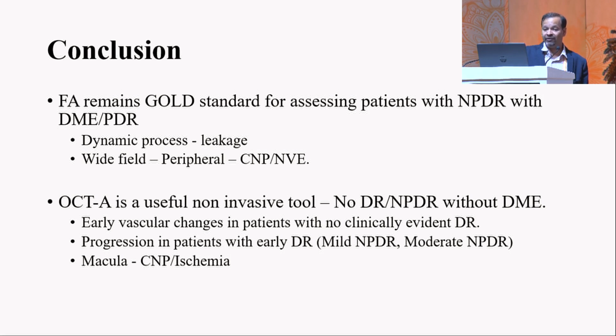Because FA is a dynamic process, leakage is one added asset, and as of now, FFA provides a wider field, allowing us to pick up peripheral CNPs and peripheral neovascularizations. OCTA is a very useful non-invasive tool. It shows some changes even in eyes where there's no clinical diabetic retinopathy. It can be used to monitor progression in patients with diabetic retinopathy and is a very useful indicator of macular ischemia.